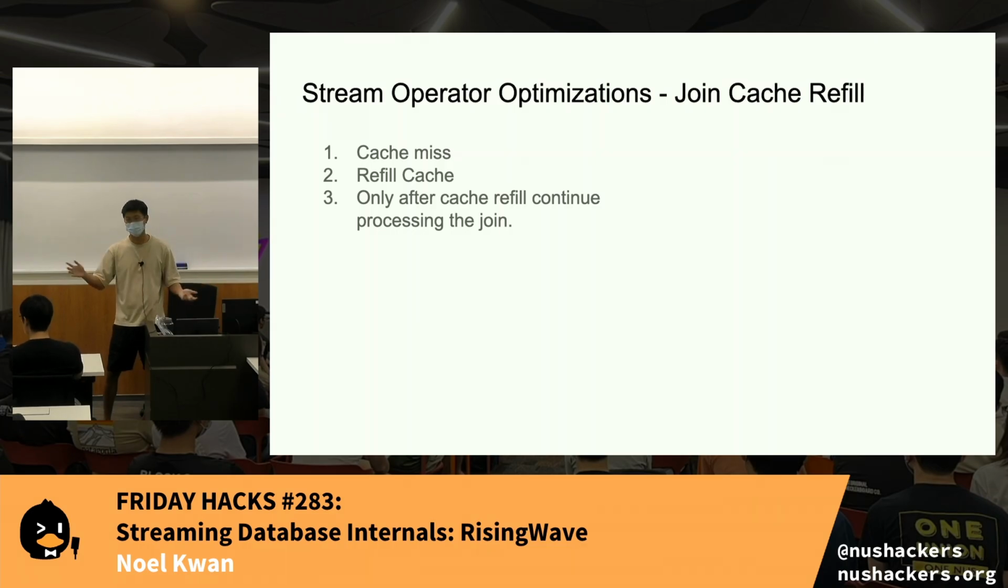So when it comes to joins, say a dimension is updated. If it's a join between a fact and a dimension table, a lot of the output records of the join need to be updated. This can result in cache misses, and then we need to refill the cache. Previously, we waited for the cache refill to finish before processing the join. So obviously this is problematic.